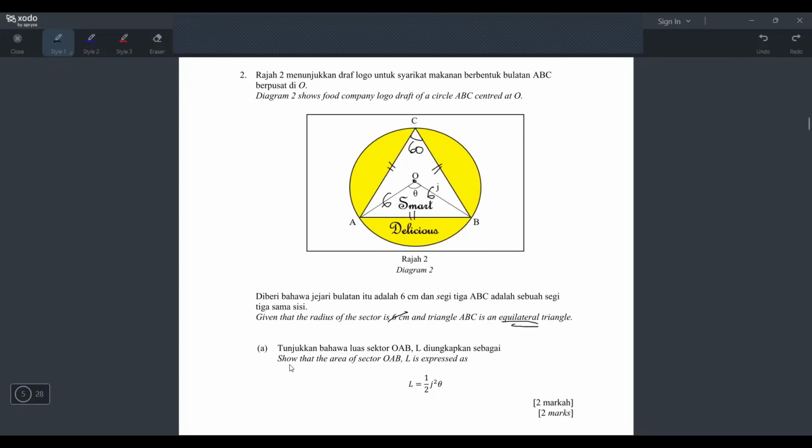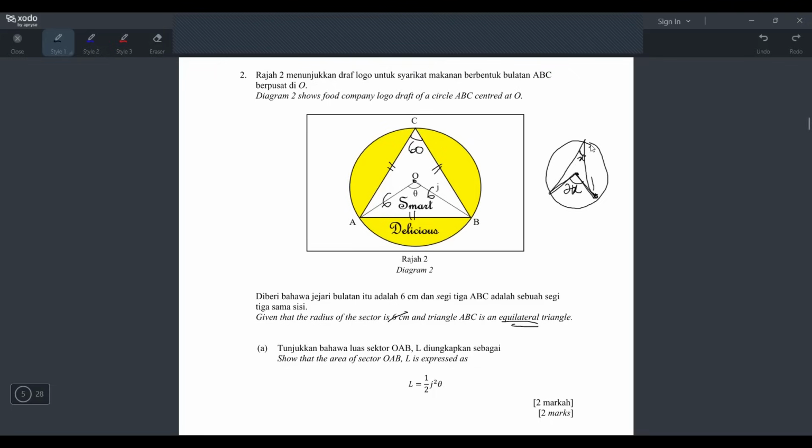And then soalan A says that show that the area of sector OABL is expressed as this one. Okay, first of all, I know I can find my theta straight away. My theta will be 60 times 2, which is 120. Okay, because when you have a shape like this, right, and there's two radius and two chord and they join like this, the angle at center will be 2x, and the angle at the circumference will be x, right?